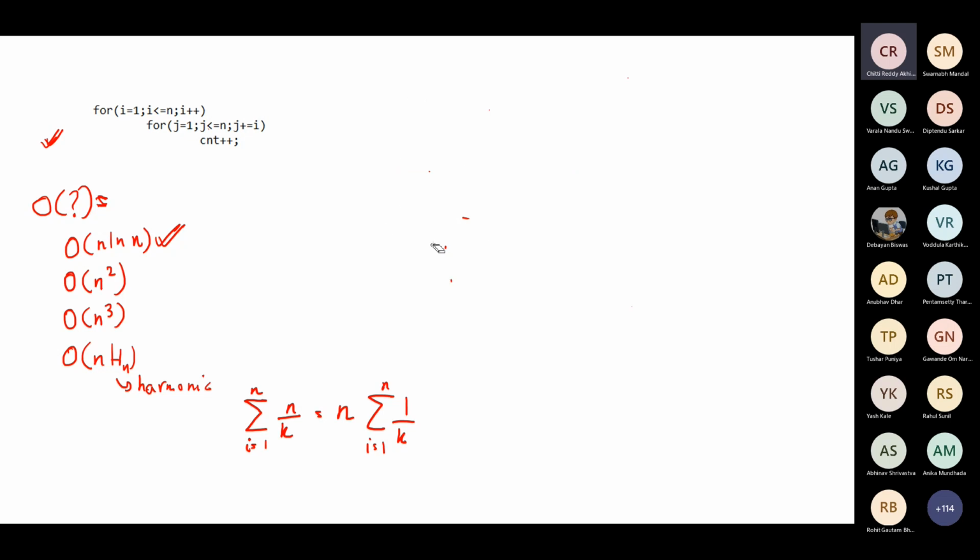If you have studied something called Riemann sum, converting sum to integral, then maybe it will be easier for you to see this. But let's just draw the graph of 1 over x. So if we draw this graph, we have our 1 over x and we have x. It's going to look like this. Here we have 1, here we have 2, then 3 up to n.